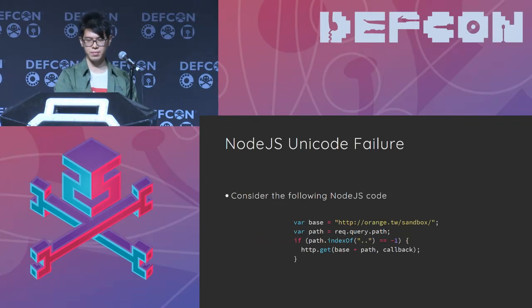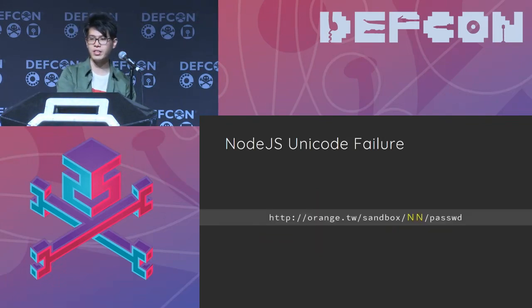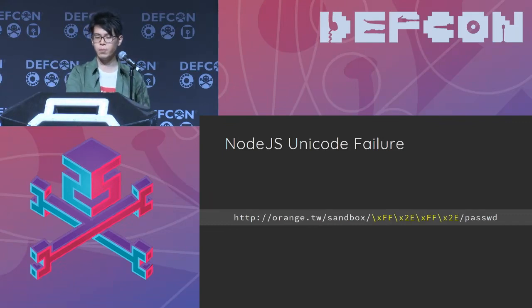Okay. The answer is using the Unicode symbol fullwidth N. This URL actually accesses the password file in the web root. Okay, let's explain why. JavaScript internally processes the Unicode string as UCS-2 encoding, so the Unicode symbol N will be represented as FF2E.